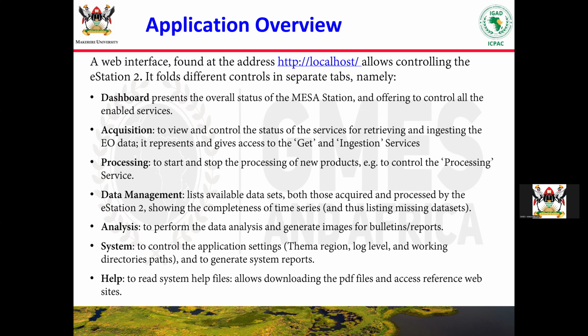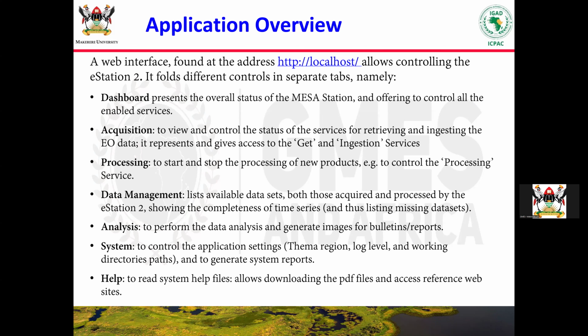And then the processing tab allows you to start and stop the processing of new products, but also you can, for example, control the processing services. We have already spoken about the processing services. The acquisition tab allows you to manage the get and ingestion services. And we spoke about how the get and ingestion services operate.